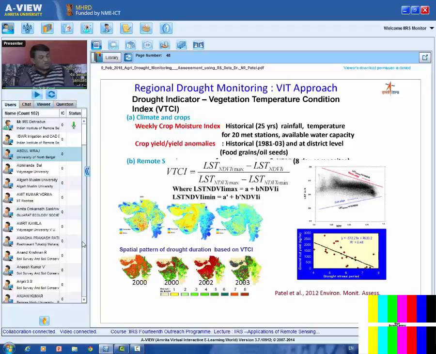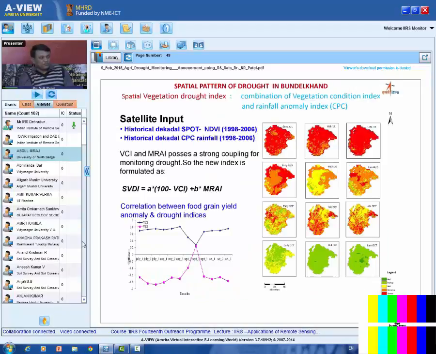Now we see that drought duration can also be computed directly from this kind of weekly or 8-day VTCI. So this is 2002. The number of 8-day periods under drought was higher compared to 2003, 2001 and 2000. So these are the advanced partial vegetation indices, as we have earlier shown, VCI and MRI.